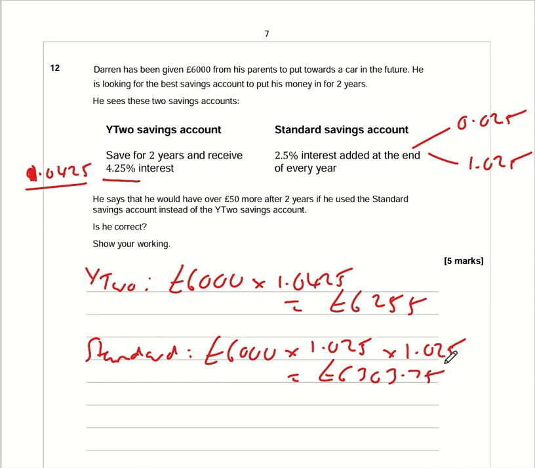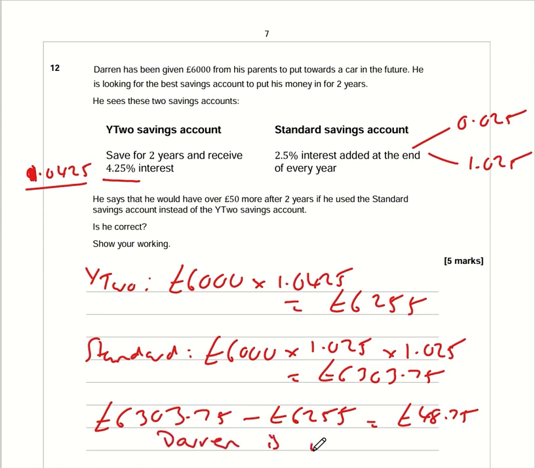So he says that he would have over £50 more. Is this £50 more than that? Well, to work that out, let's subtract 6,255 from the 6,303.75, and we get £48.75. So Darren is therefore wrong, because he would only get £48.75 more, which is obviously less than £50.